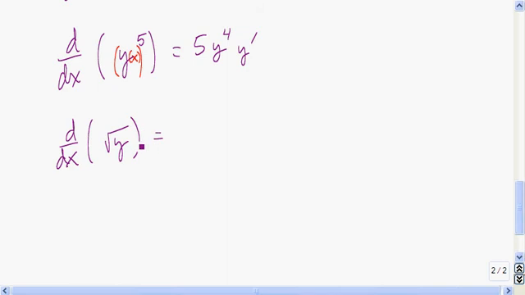Here I'm going to give you one to try on your own. Suppose y is a differentiable function of x. Find d dx of the square root of y. Press pause while you work on it.